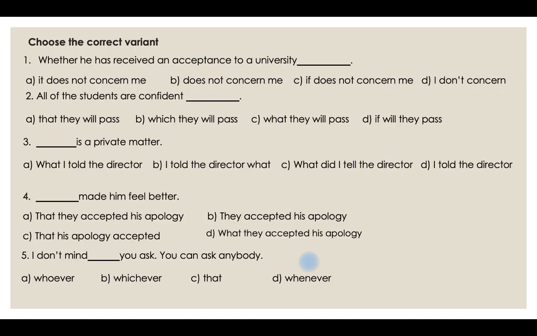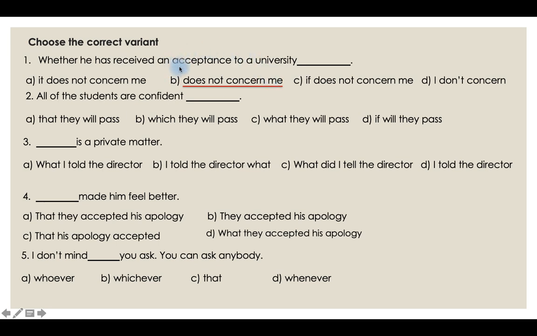Okay. And now that's the last exercise for today. And you should choose the correct variant. Please do the exercise on your own first. Pause the video now. Hopefully you've chosen the correct variant. Now let's look at the sentences together. Sentence 1. Whether he has received an acceptance to a university does not concern me.